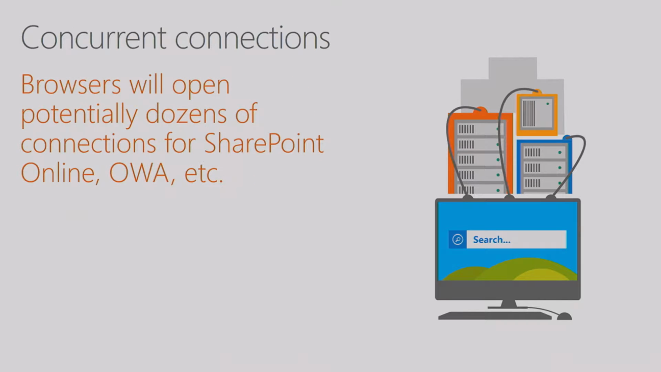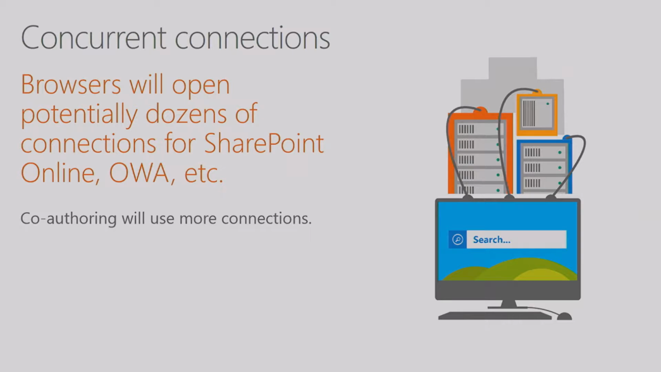Again, on the concurrent connections, are you using SharePoint Online? Are you using Outlook Web App? You're going to see lots more connections for that. Are you looking at Skype for Business? You're going to see connections for that. So your infrastructure has to allow for the total number of outbound connections. Yeah, that's not bandwidth, but it's at least as important, if not more so. Because if your infrastructure, your proxy, your NAT devices can't support that connection load, you're in for a bad experience.